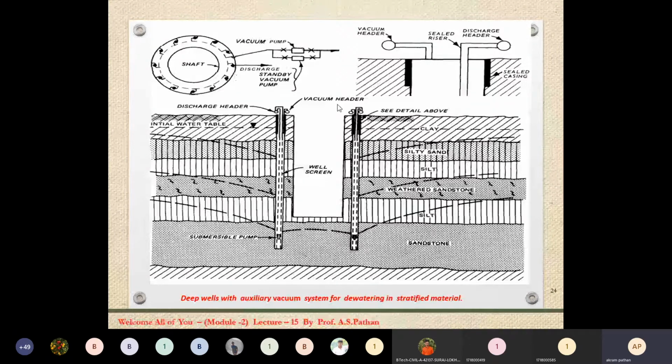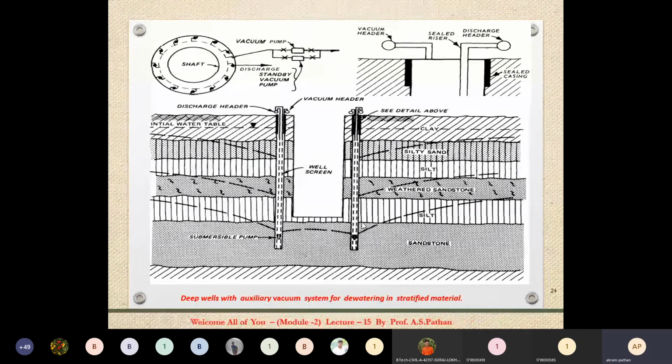This is the initial water table. Then this is the first layer, clay. This is the second layer, silty sand. This is the strata below ground level: then weathered sandstone, then silt again, and then sandstone. So these are the structures below the ground level.